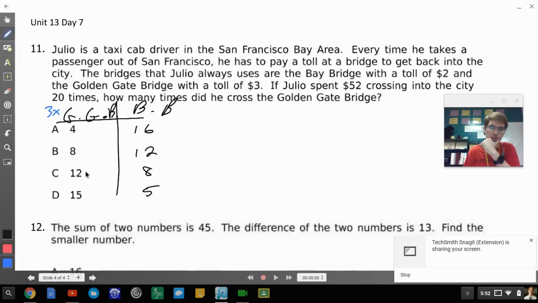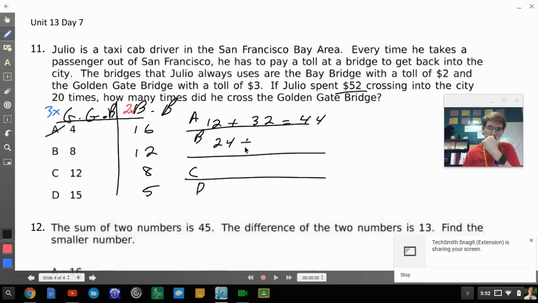Bay Bridge is $2 for each of those. So let's see. 12 bucks plus 32, $44. He spent 58, 52. Not that one. $24 for that one. By the way, I'm doing A, B, C, and D, working out them right here. 24 plus 2 times 12, 24, 48. Not that one. One of these ought to work.